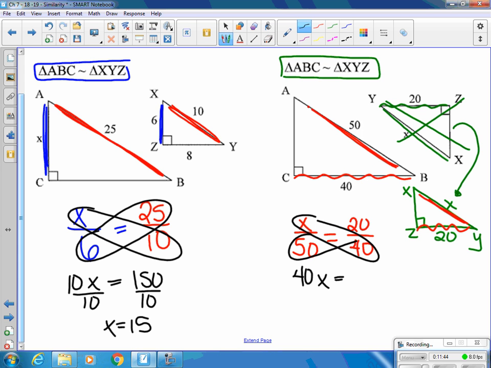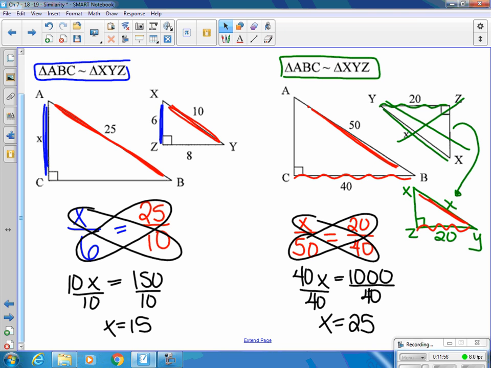40x equals 1,000. Divide both sides by 40. X is 25. Okay, not too bad. Let's keep going. I think on the bottom there you have 4 more examples.